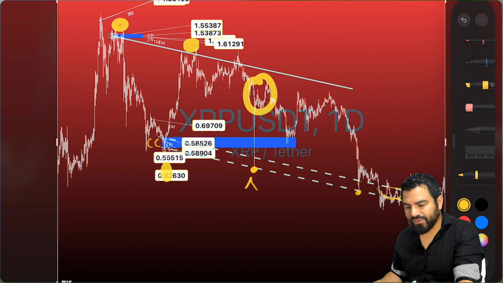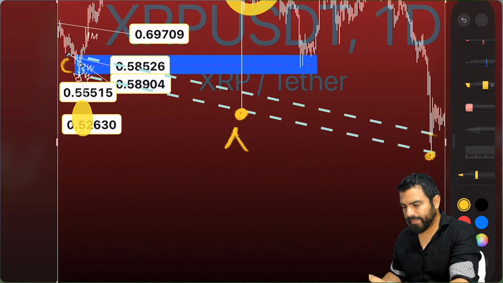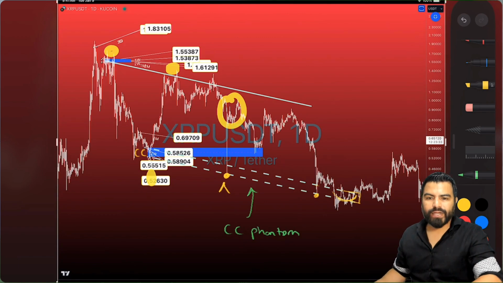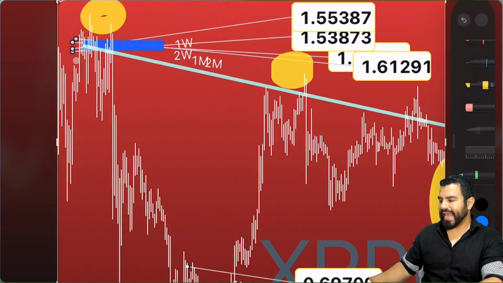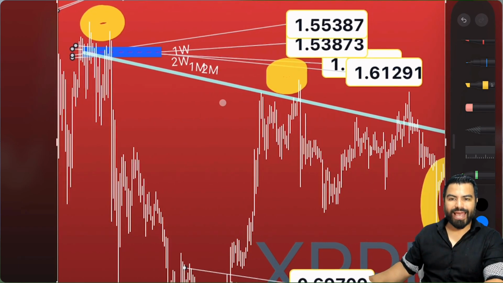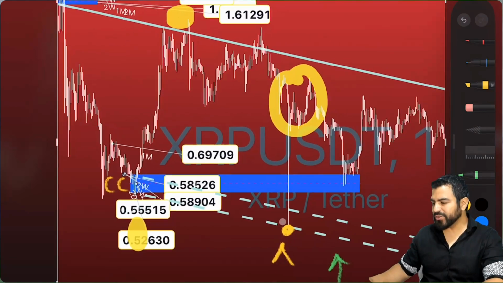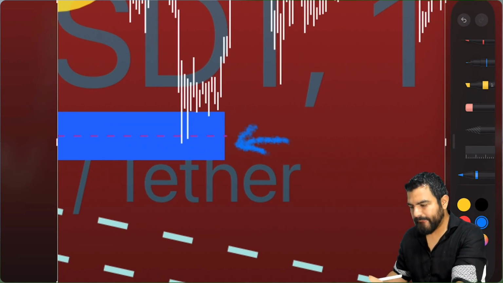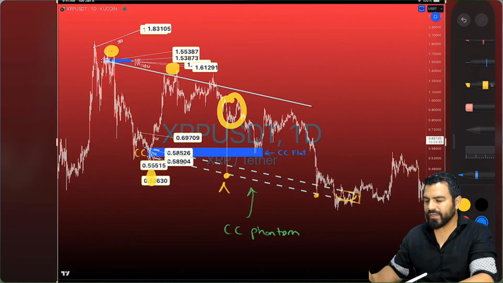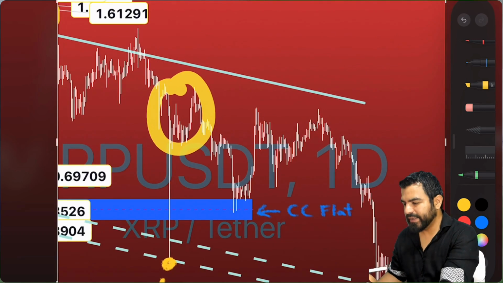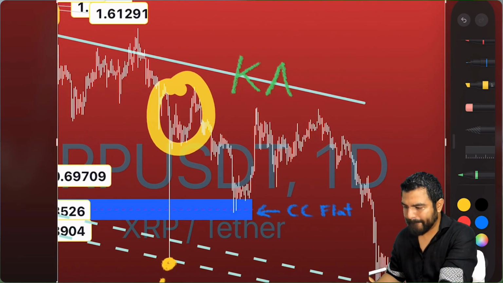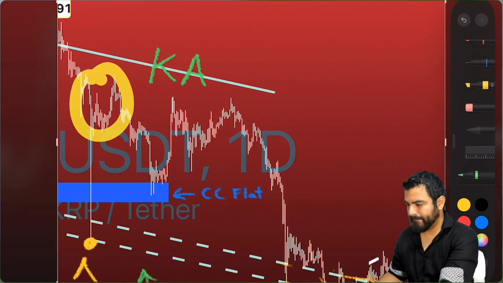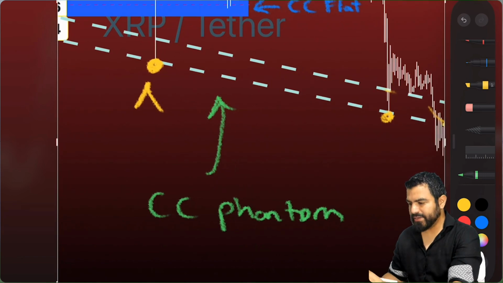That's a core cluster phantom, meaning we had this angle acting like that. And in addition to the CC flat, because this is the CC flat, we can use our key angle that we had. Here's the key angle, RKA, and here's our phantom.